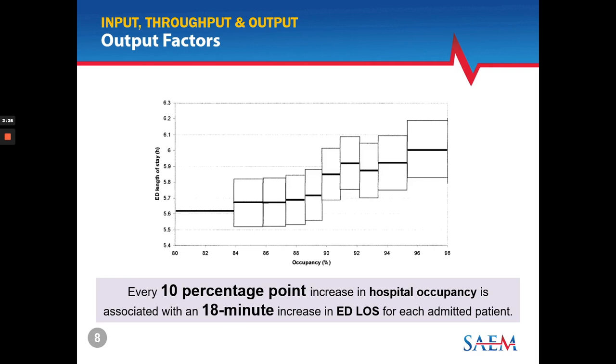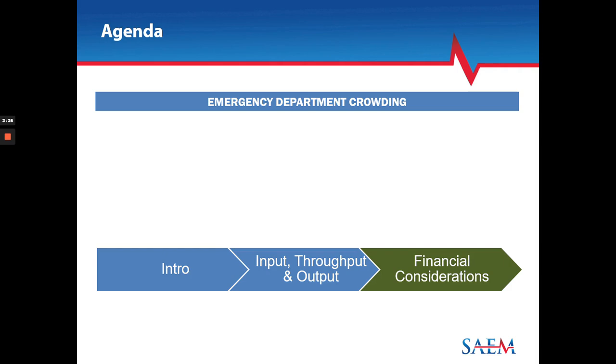It's also worth noting that as hospital occupancy exceeds around 85%, multiple studies and models have found that ED length of stay at that point begins to increase exponentially.